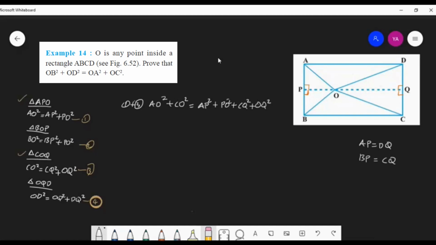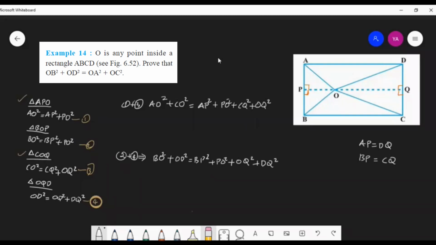Okay, and you add these equations 2 and 4. What will you get? BO square plus OD square is equal to BP square plus PO square plus OQ square plus DQ square.